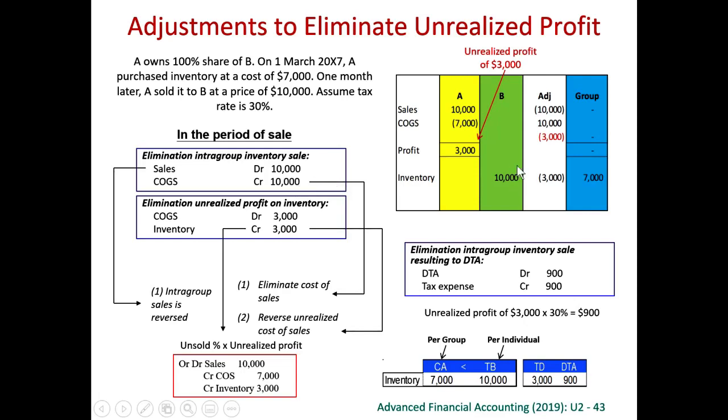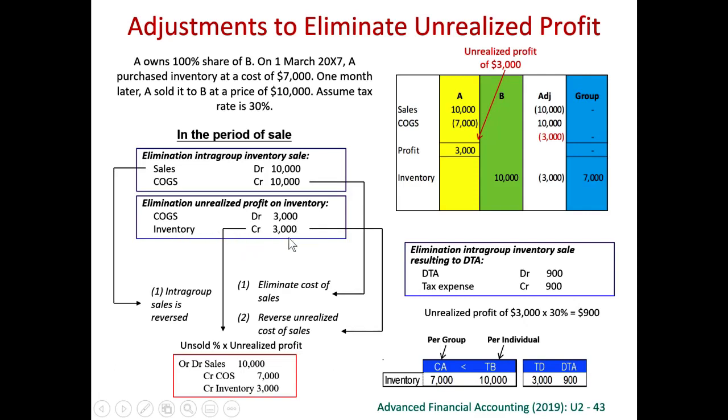This is not enough because this inventory still remains in the group. Originally, the inventory should be stated at 7,000. Now you have stated it at 10,000. So there's an overstatement of the inventory. It should be 7,000. Therefore, on consolidation, we should credit inventory 3,000.